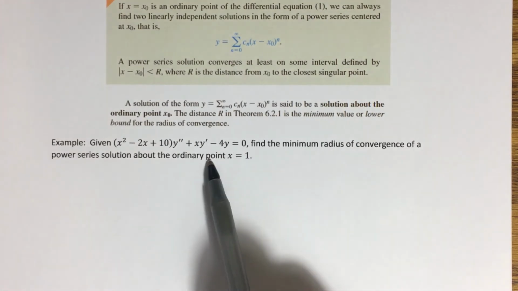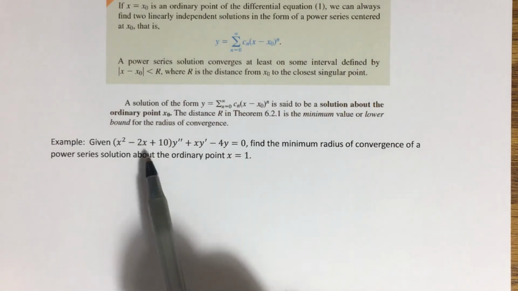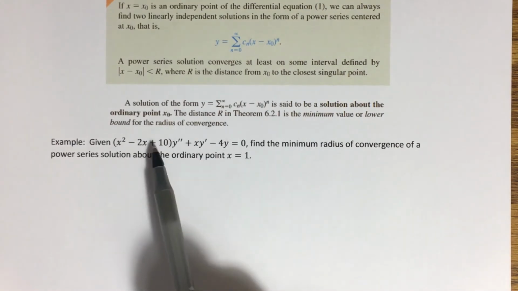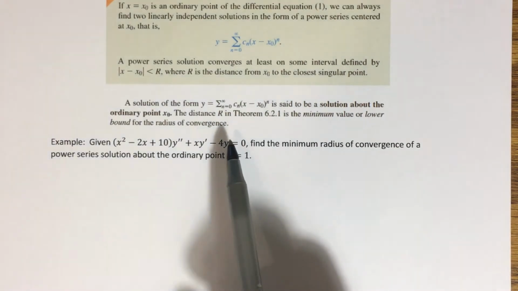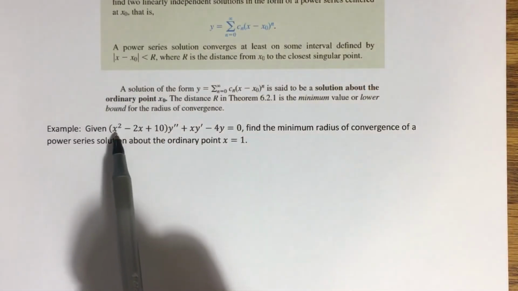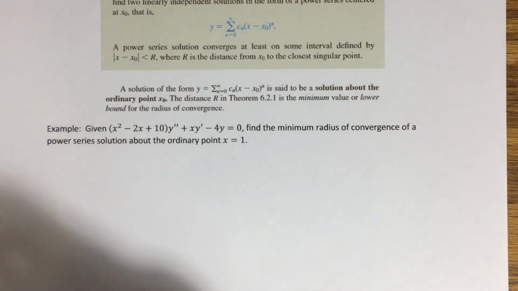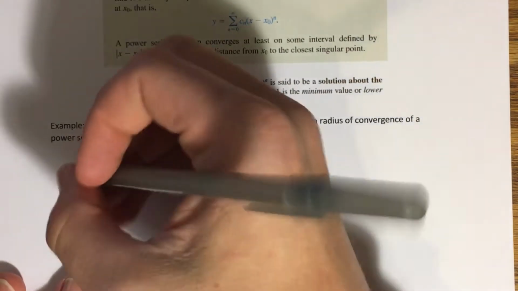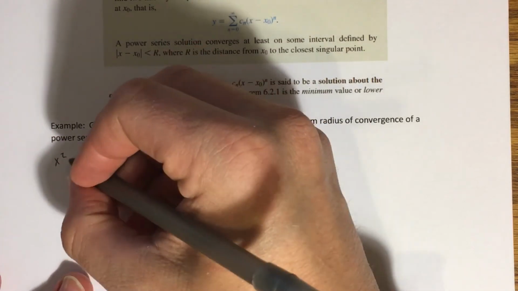And we're given a specific ordinary point, x equals 1. Notice for this DE, if we want to identify singular points, then we need to, like we said before, take this coefficient function, x squared minus 2x plus 10, and find its zeros. So I'm going to do that first. x squared minus 2x plus 10 equals 0.